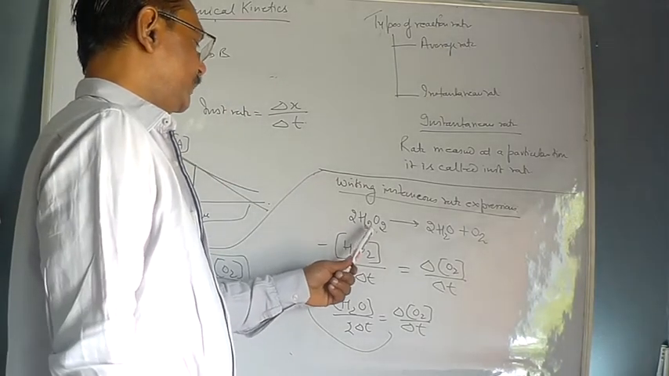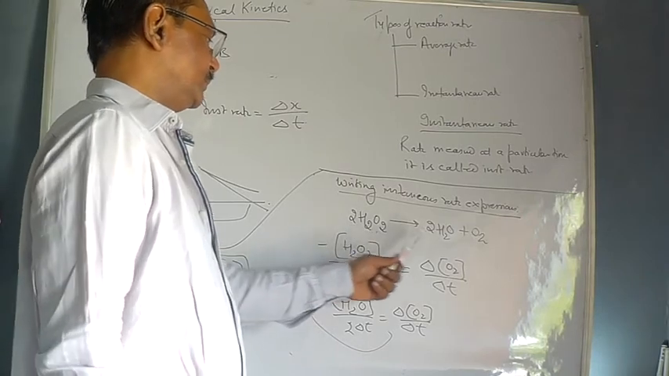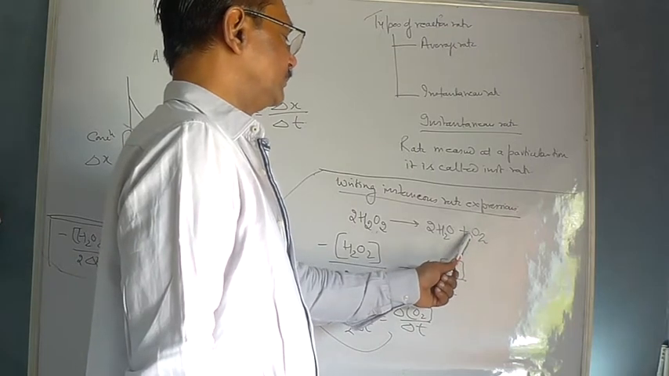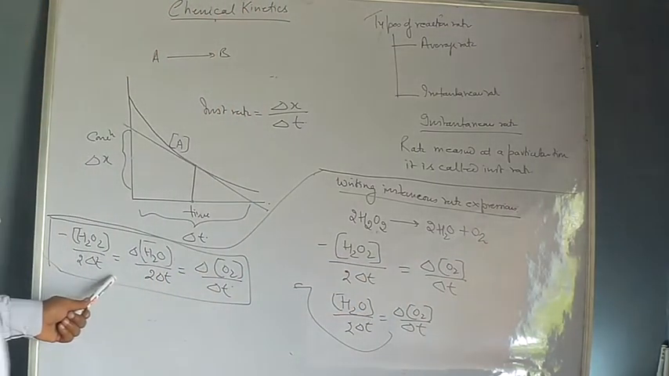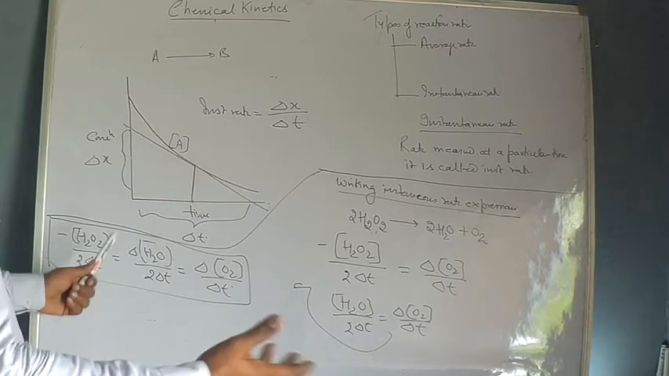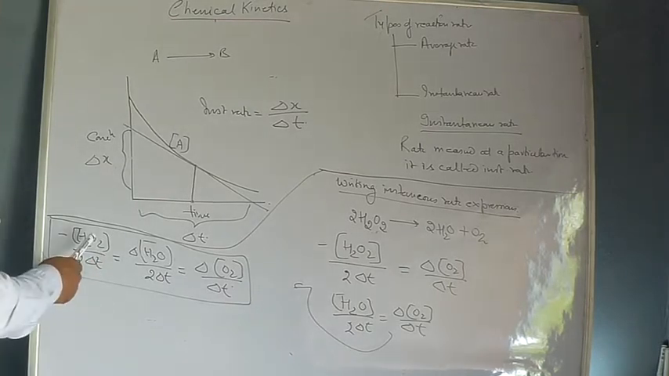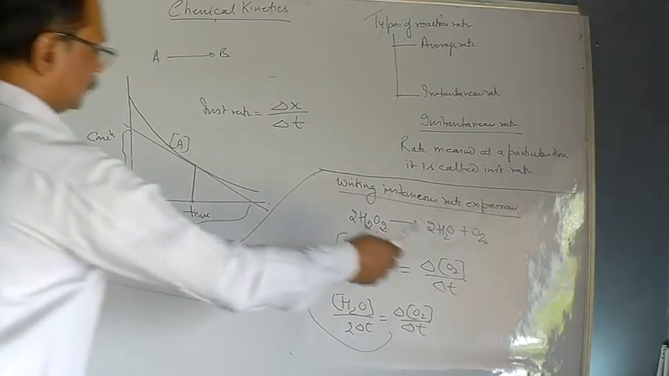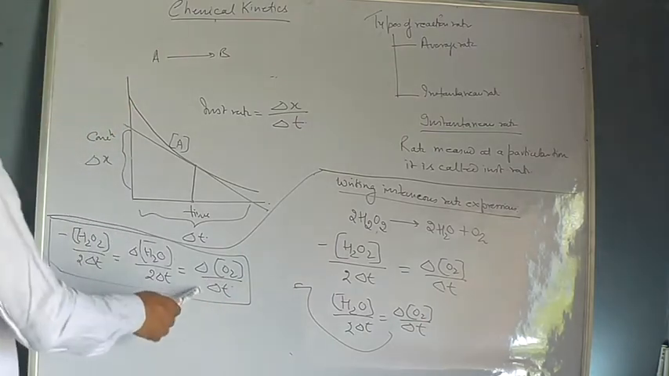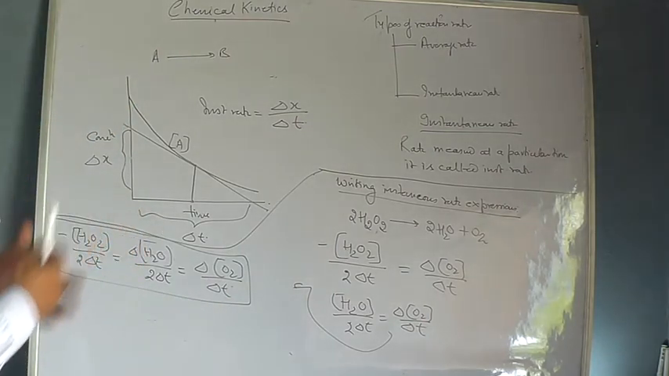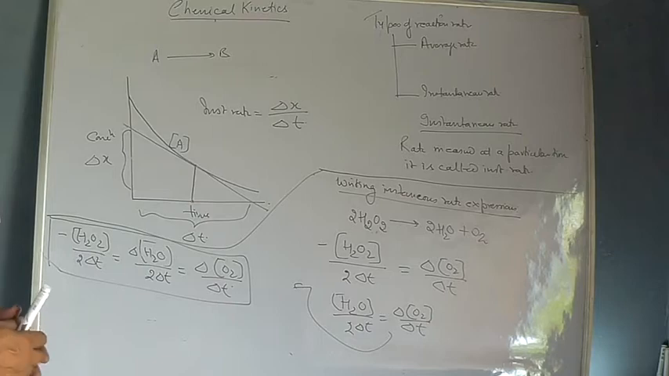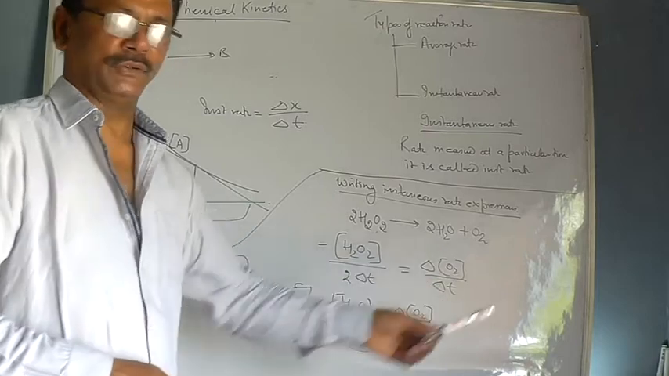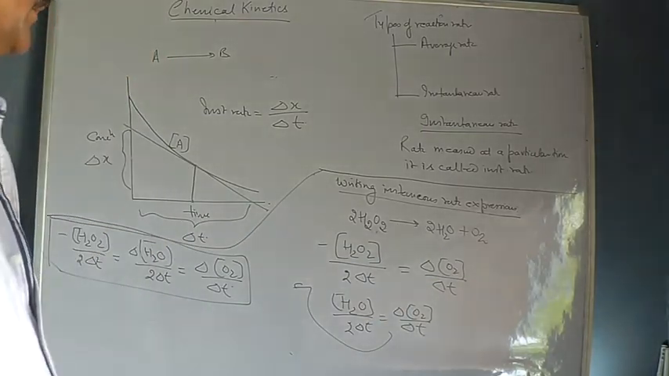Before moving to next example, class, observe the reaction carefully. See, the stoichiometry of H2O2 is 2, similarly stoichiometry of water is 2 and stoichiometry of O2 is 1. If we consider this reaction with this expression, what we find is that we have simply divided these two by their respective stoichiometry, and O2, since there is 1, divided by 1. So the catch point for writing instantaneous rate expression is that you simply divide by the stoichiometry of the balanced equation. So in this way you can find out the instantaneous rate expression.